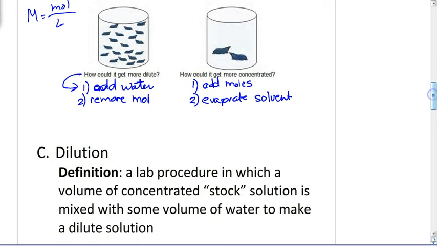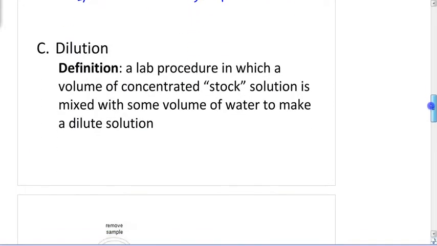Okay, well, let's talk about the process of dilution. This is something that we often do in the lab. In fact, I do it all the time when I'm preparing the labs for you, because we have concentrated stuff in the back and I don't want you to hurt yourself, so I dilute it for you. And so dilution is just a lab procedure in which a volume of concentrated stock solution is mixed with some volume of water or other solvent in order to make a more dilute solution. And you can calculate exactly how concentrated or how dilute a solution is, or how much you need of your stock solution, using some math, which we'll get into in a minute.